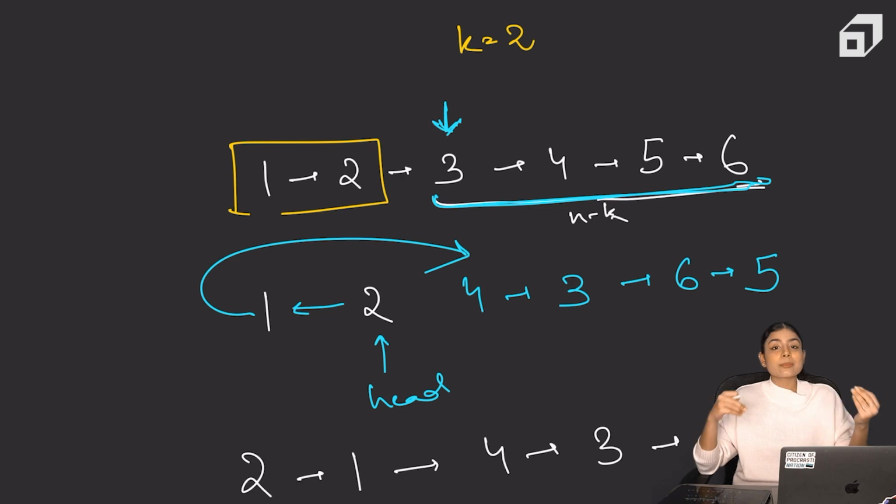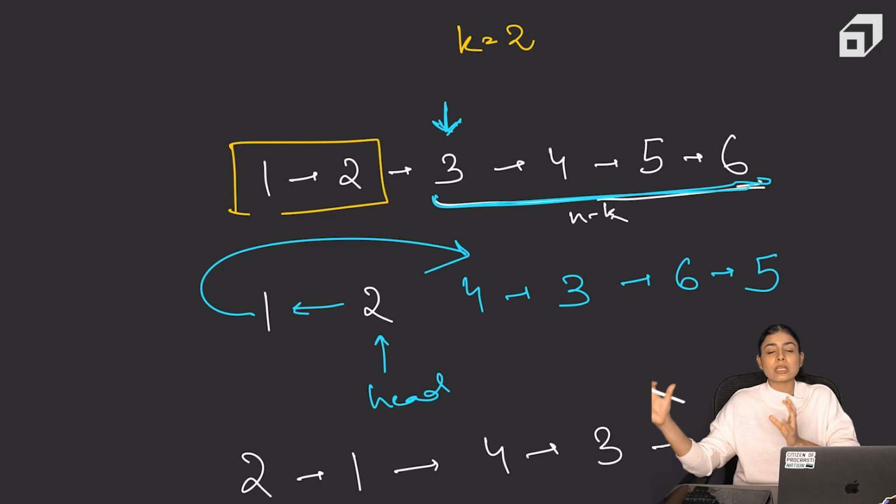So the solution might seem complicated, because we're using recursion as well here. Try to break it down into steps. First step is we reverse the first k nodes. That shouldn't be difficult for us. We know already how to reverse an entire linked list. Here we just have to reverse k nodes. We can easily do that. We have reversed the first k nodes.